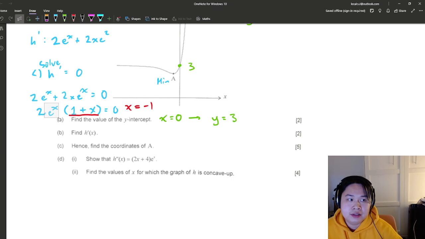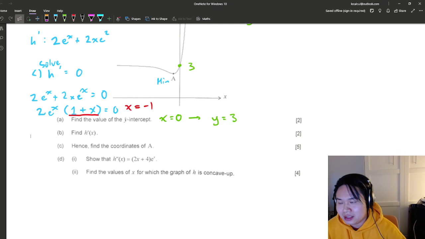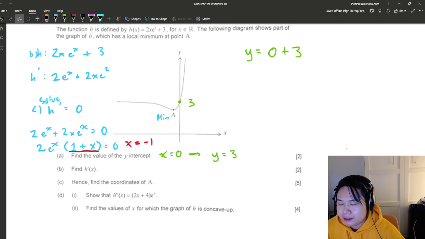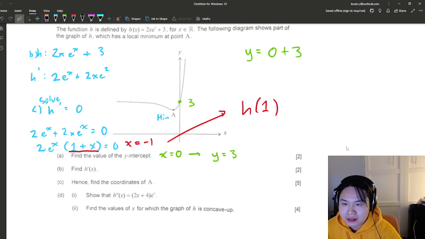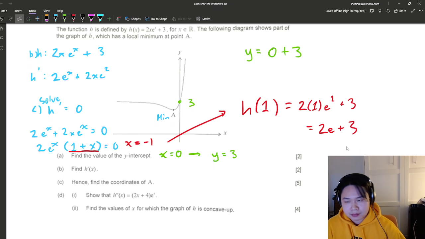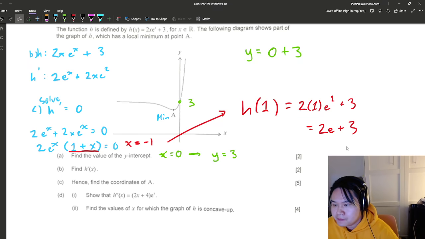Because as you hopefully know, an exponential cannot be equal to 0 on its own, because it's like e to the power of something. It's always going to be something. It's not going to be 0. Okay, so we found out the x value of A, and then we're going to find the y value, so we're going to plug it back into the original h. So 2 times -1 times e to the power of -1 plus 3, so this is -2/e plus 3. So there's your coordinates for A. Hence, or whatever.